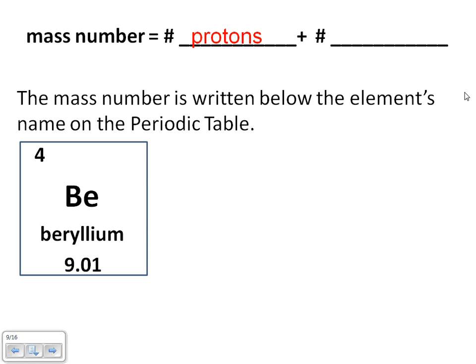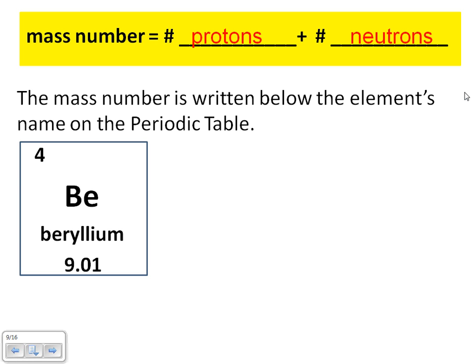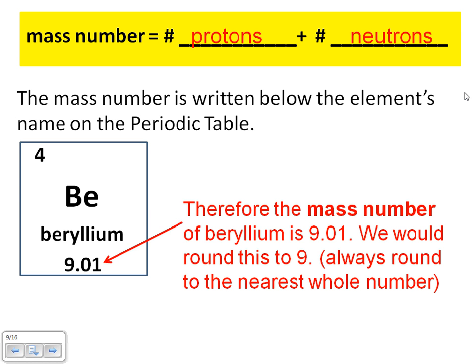So I guess we're writing that here. Mass number is protons plus number of neutrons. That's very important. The mass number is always written below the element's name on the periodic table. So there it is right there. The mass number of beryllium is 9.01. For now we're going to round it to 9. Always round to the nearest whole number. So if it's 4.99, you would round that up to 5.